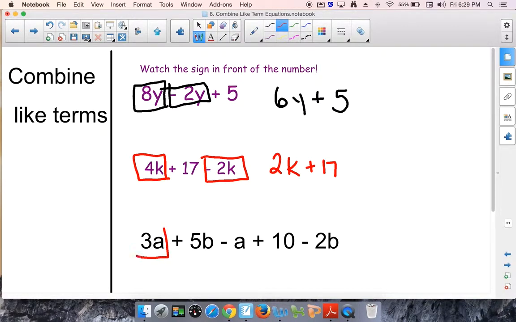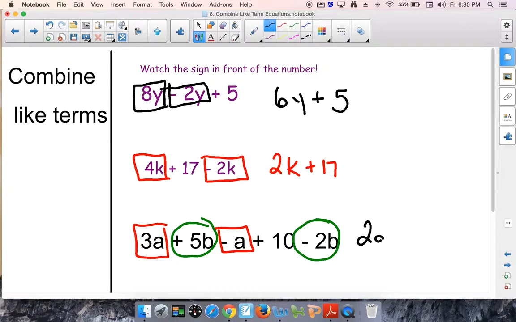I'm going to put my 3a with my minus a, which would be 1a. I'm going to put my positive 5b with my minus 2b, and then 10's by itself. So we end up with 3a minus a, 1a, would give me 2a. 5b minus 2b would give me plus 3b. And then we have a positive 10, so plus 10. On your assignment today, I want you to be boxing and circling what goes together.